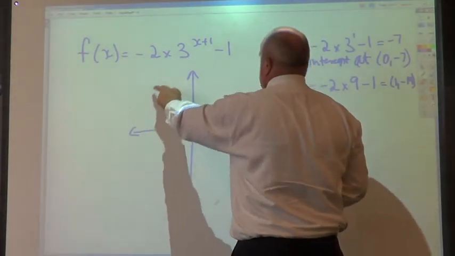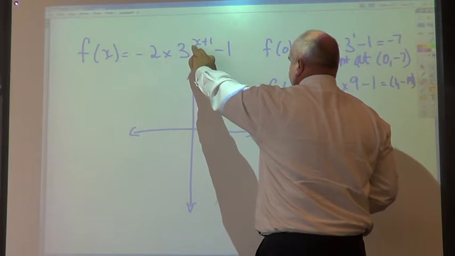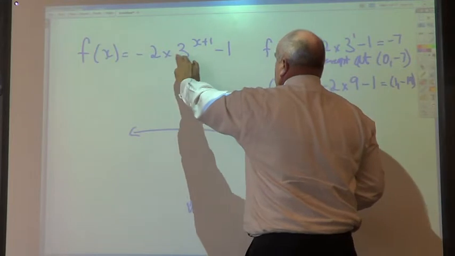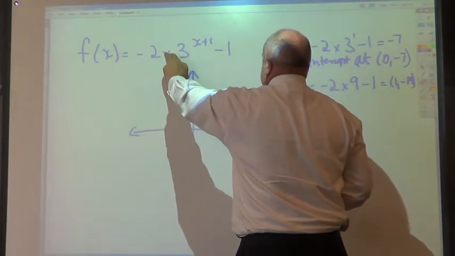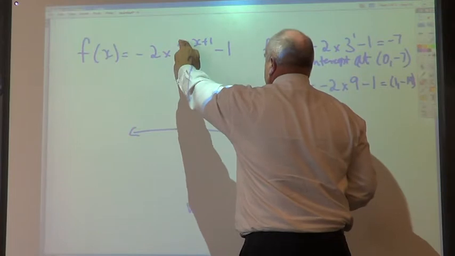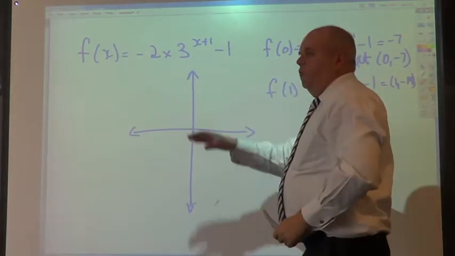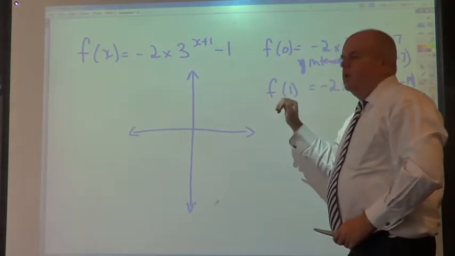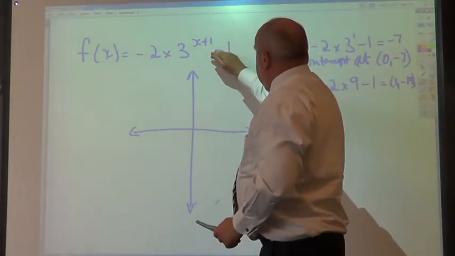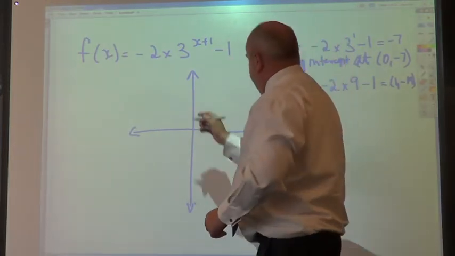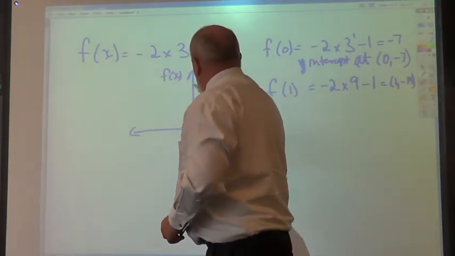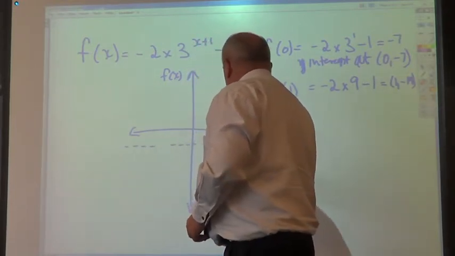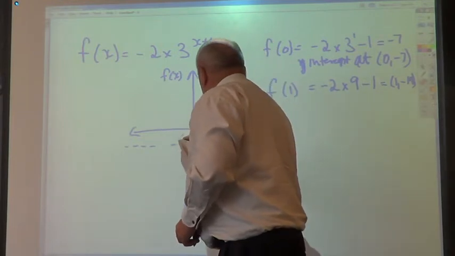But what about when x gets extremely negative? What have we got? Well, that's going to be negative, plus 1, still very negative. So minus 2 times a very, very small number. In fact, so small it's going to approach 0. But then I'm going to take off 1. So it seems to me that there's going to be an asymptote where the function is equal to negative 1. Now we put our asymptote in the usual way, a dotted line, like so.